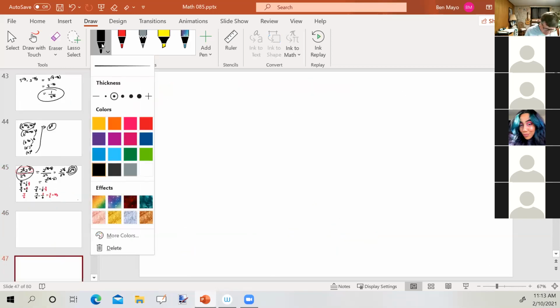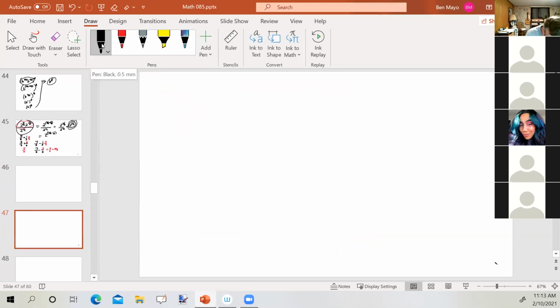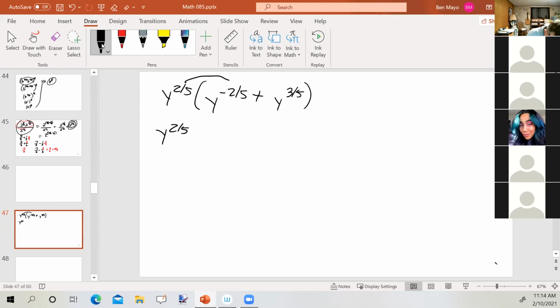Continuing on, let's say we've got this situation. Y to the 2/5 power times the quantity y to the negative 2/5 plus y to the 3/5 power. So we're going to distribute here, okay? So that's y to the 2/5 times y to the negative 2/5 plus y to the 2/5 times y to the 3/5.